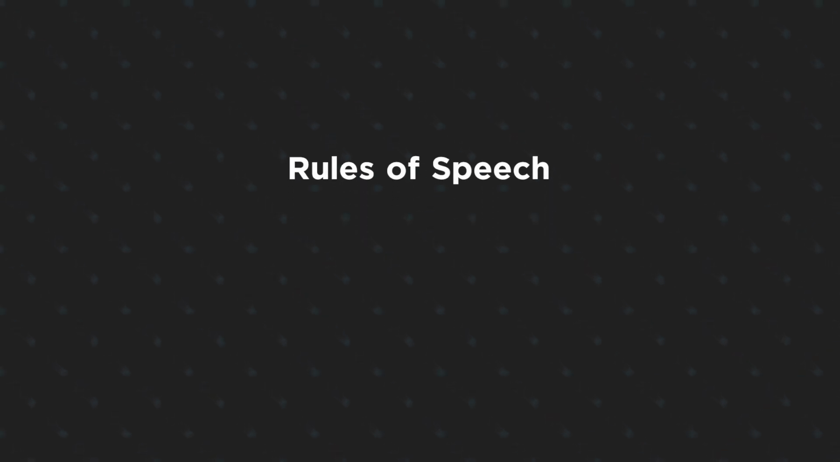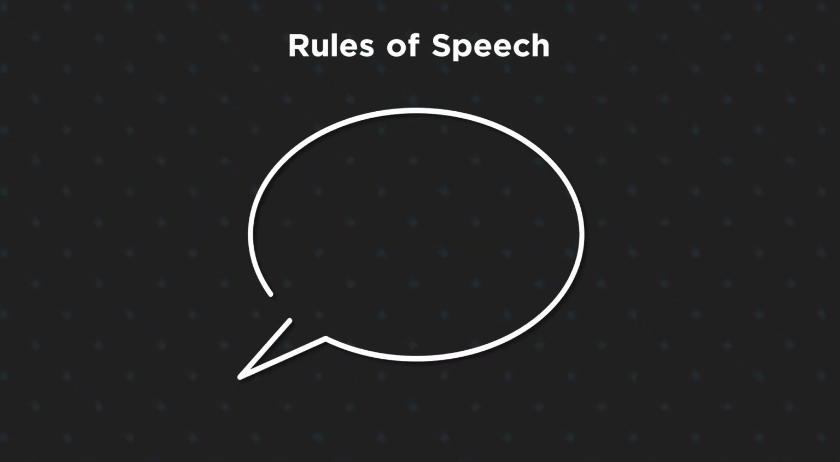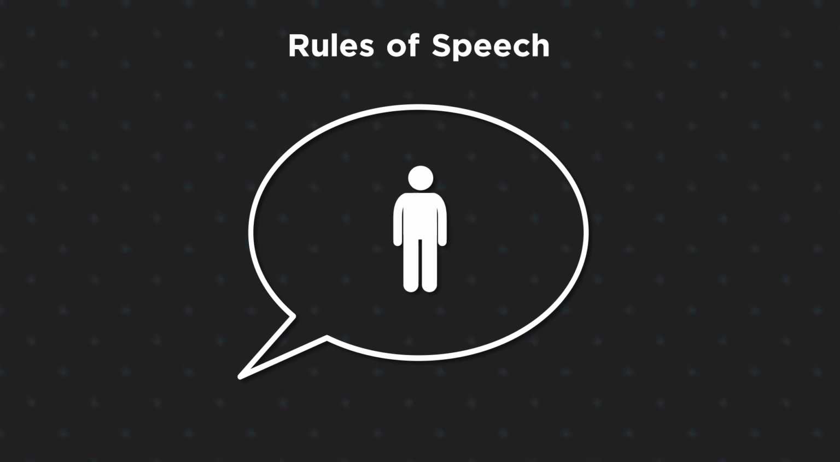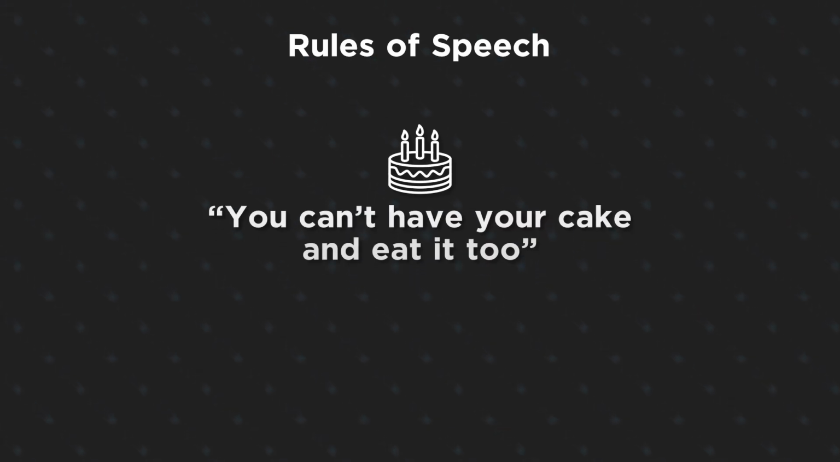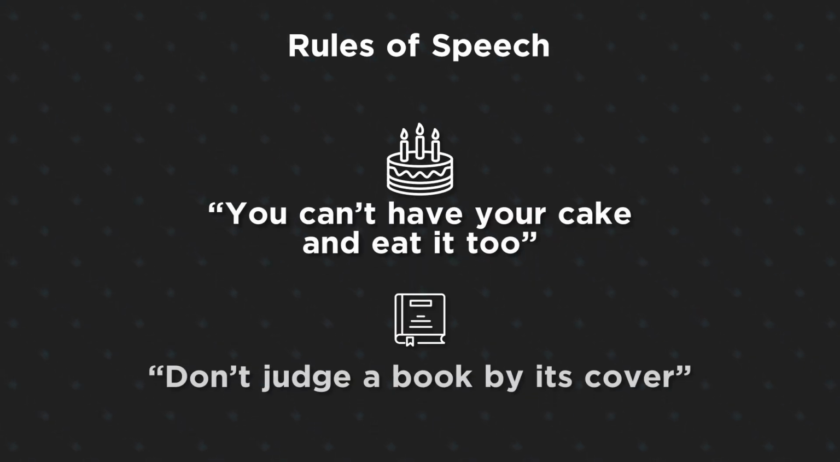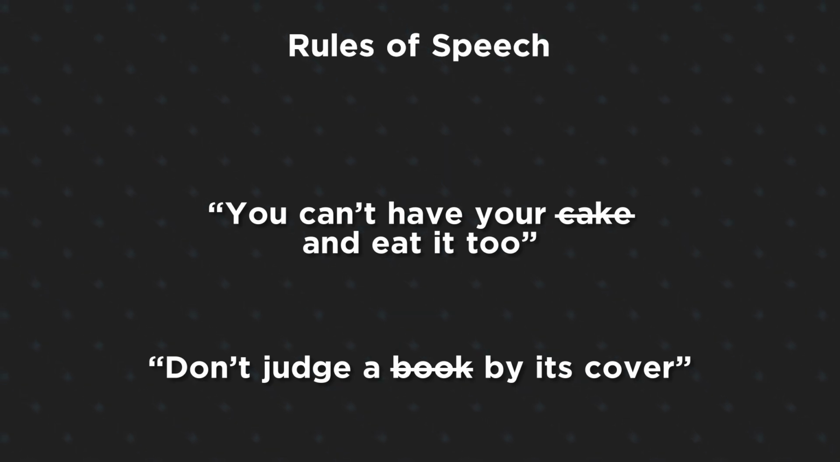Rules of speech. Another decision I made early on is that the language the animals used in the script would not include any human-made references, but only natural-oriented words. What I mean by that is that the characters should talk using words and phrases that exist as if they never heard humans talk. That means I couldn't use sayings like, "You can't have your cake and eat it too," or "Don't judge a book by its cover." My characters don't know what cakes or books are, so they can't say it.